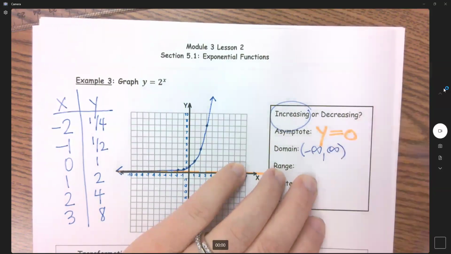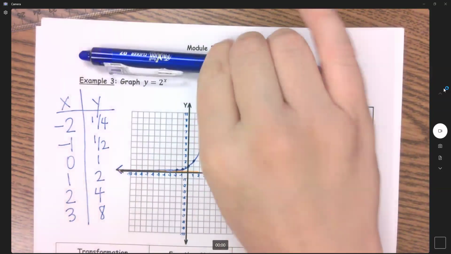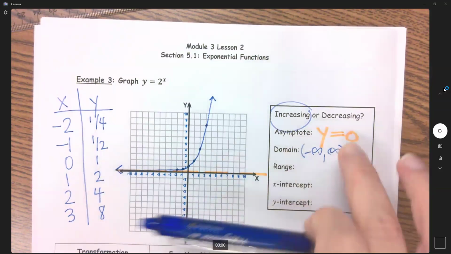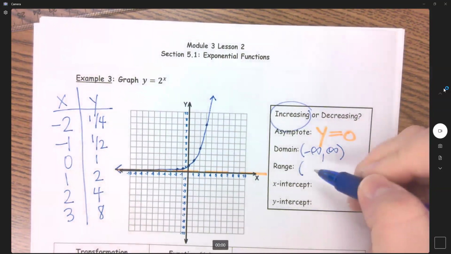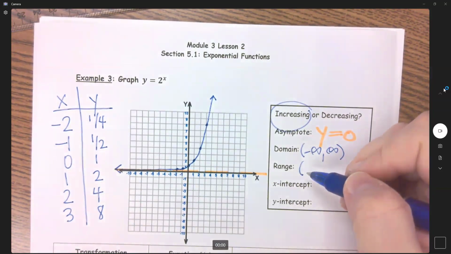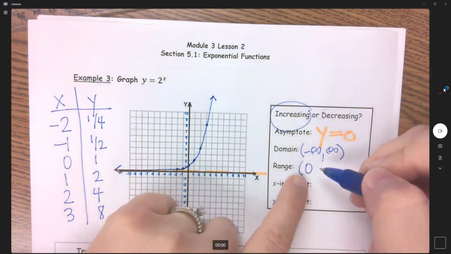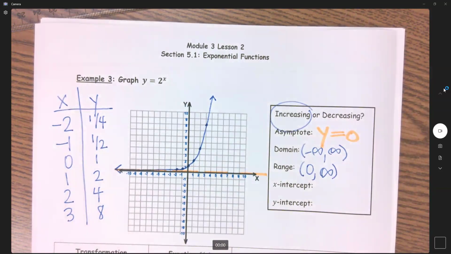To infinity. Then my range, as I go from the bottom to the top, the first thing I hit is that asymptote. So that asymptote is at y equals 0. And because that asymptote means this graph is never going to touch it and never going to cross it, this 0 is not included. So we have a parentheses here to infinity.